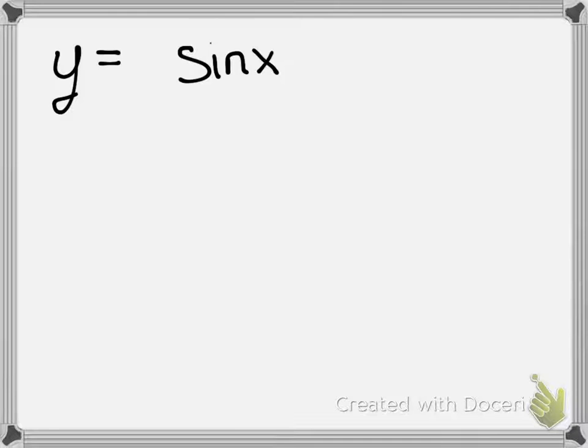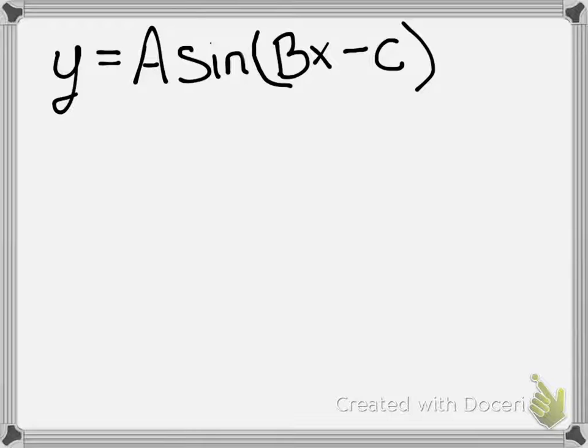Now, what we can actually do is multiply that by something. We can multiply the x by something, so it would be sine of bx, or we can subtract something in the parentheses, and we can also add or subtract something on the outside. So we can do 4 things, A, B, C, D, to our sine graph.